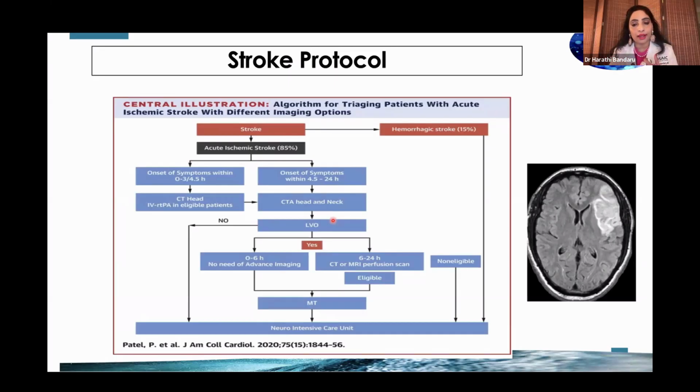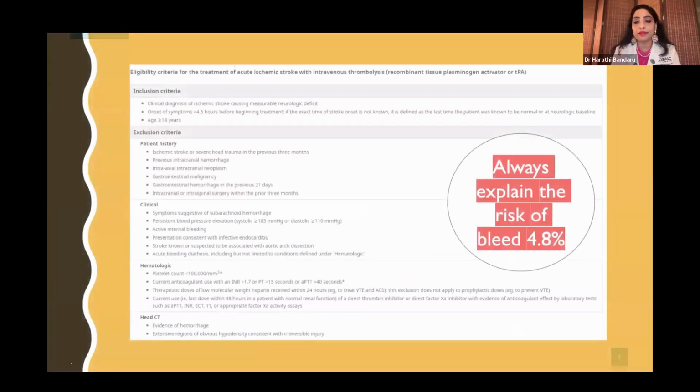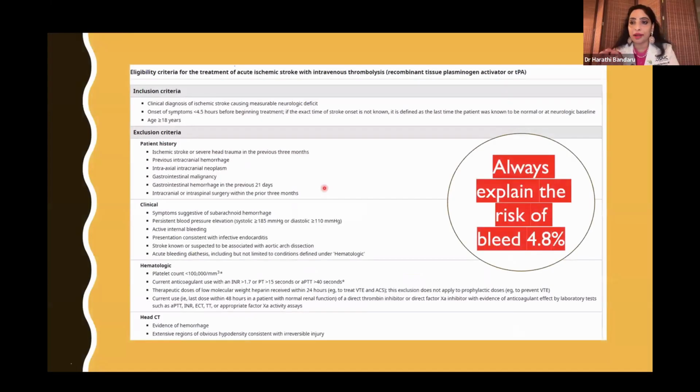After you give TNK, after you do mechanical thrombectomy, you need to closely monitor the patient in the ICU. Very important. You cannot admit on the regular floor. So you need to keep monitoring the patient. Let's go to the previous slide. This is a very important slide, but I'll summarize everything in a few sentences.